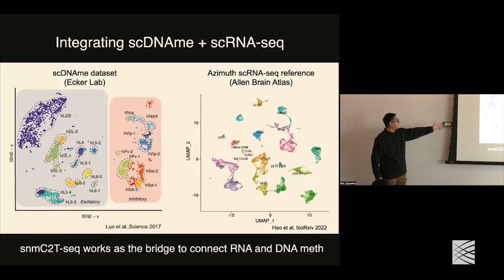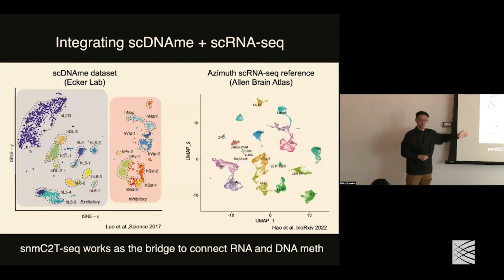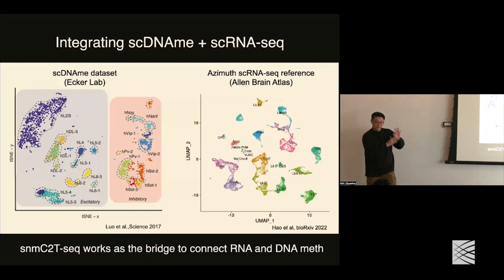For example, the left is human brain data from Ecker's lab. They sequenced single-cell DNA methylation data. It's good that we have all those different clusters, but DNA methylation data is a little harder to annotate. So you can see a lot of them are just labeled -1, -2. On the other side, our lab collaborated with the Allen Brain Institute and refined the annotations of the single-cell RNA-seq data. So we believe those high quality annotations should be helpful to annotate the single-cell methylation.